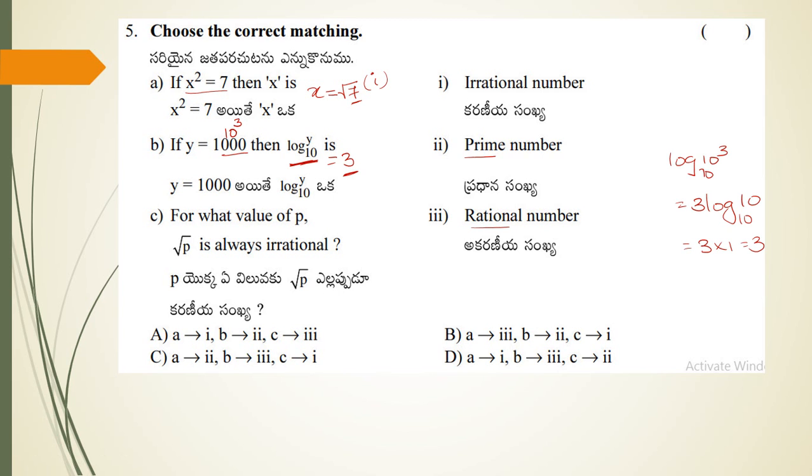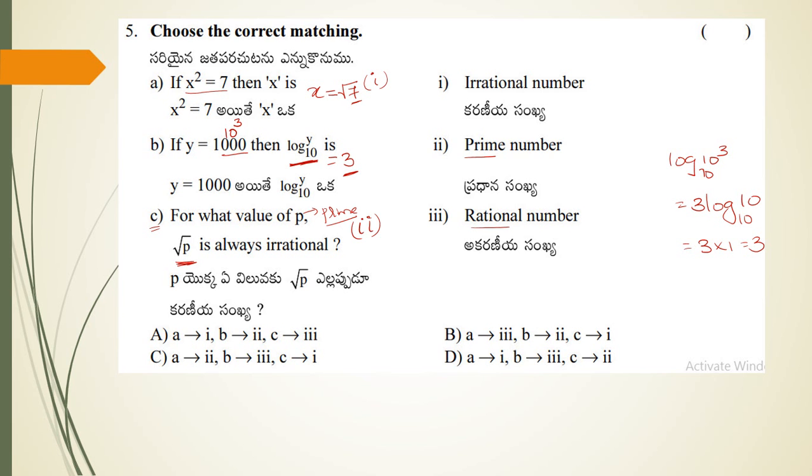Next, coming to C question. For what value of P is root P always irrational? He is saying always. That means P should always be a prime number, because we cannot write the square root of a prime number as a rational number. Hence it is always irrational. So from that condition, 2 will be given to option C.